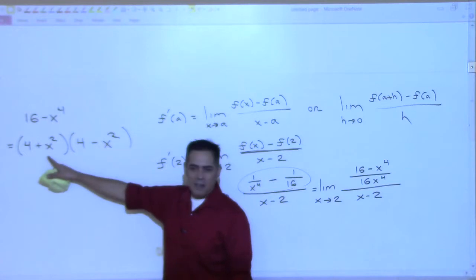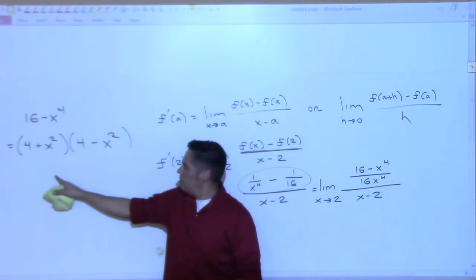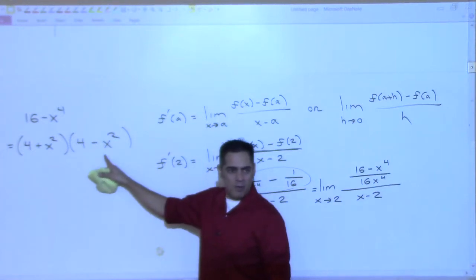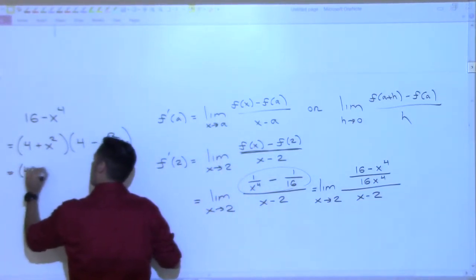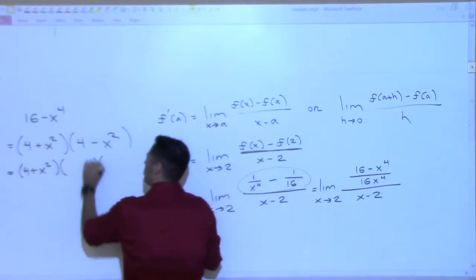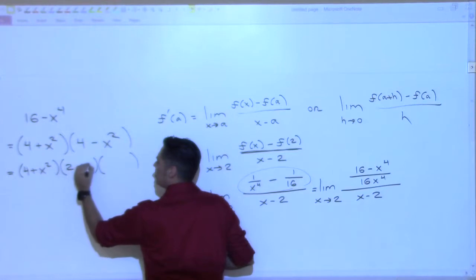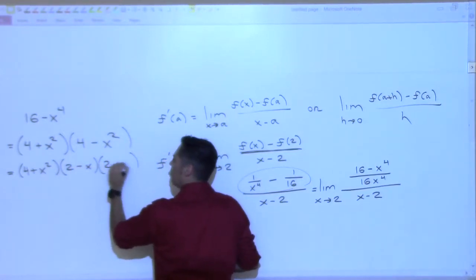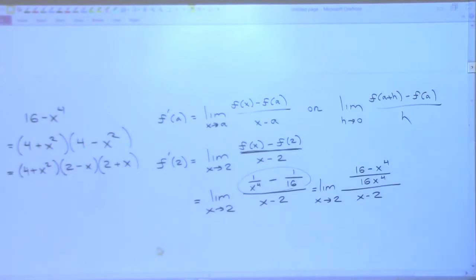Now this is not a difference of squares. This is a sum of squares, and there's no formula for that. This one, there's a formula for that though. This is what? Splits again, doesn't it? Another difference of squares. 2 minus x, 2 plus x, right? Well, that's nice because I think we're going to be able to cancel. Let's just keep going here.